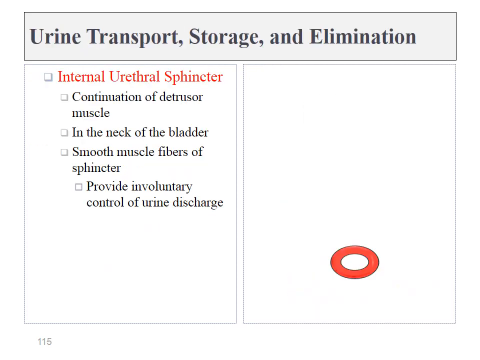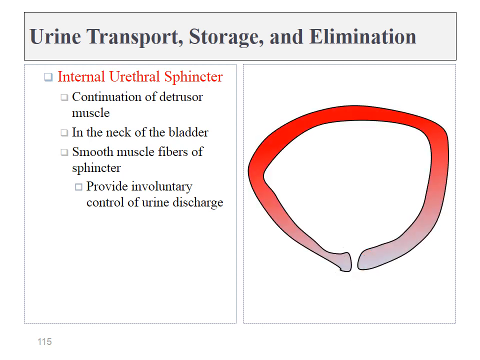In the neck of the bladder is a ring of smooth muscle called the internal urethral sphincter. It's actually a continuation of the muscular portion of the bladder itself called the detrusor muscle. Here is my cartoon of a bladder in cross-section, and the internal urethral sphincter, again, would be down here.